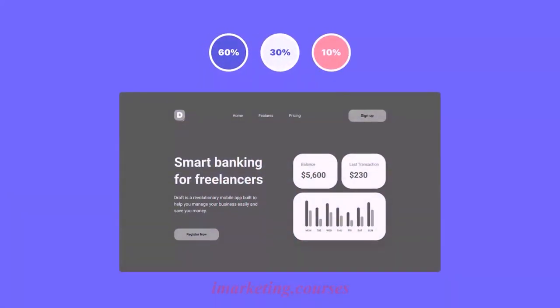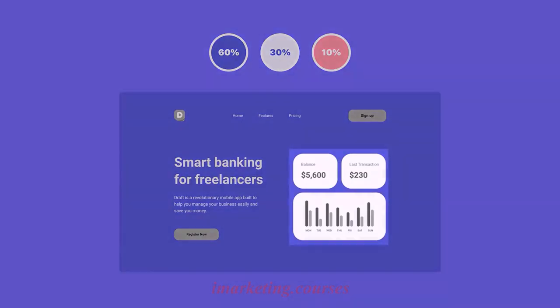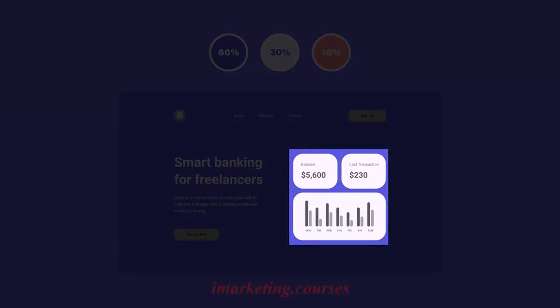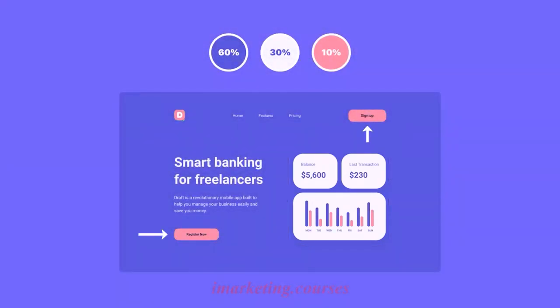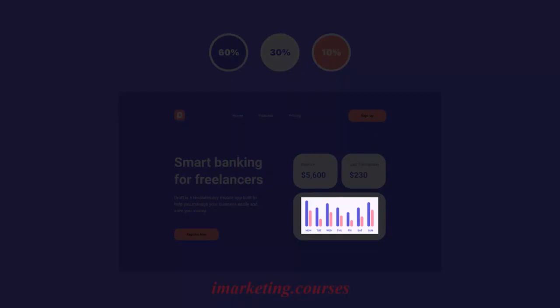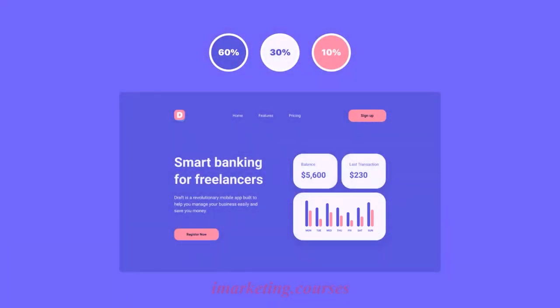This is an interface designed in grayscale mode. Let's start using only 3 colors first: a primary, a secondary, and an accent color. I'm going to use the primary color for our background, the secondary color for the text and these cards, and the accent color for the CTA, which are these buttons, and also for these bars in the bar chart. Can you see how balanced this design is?